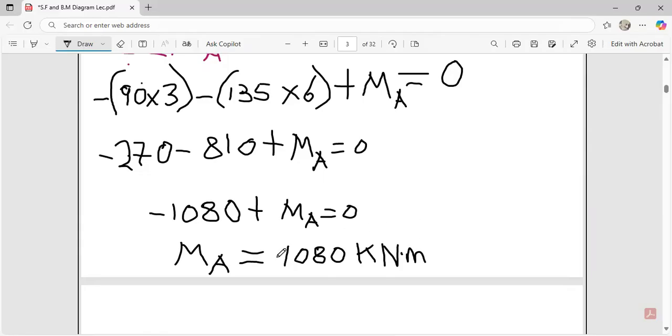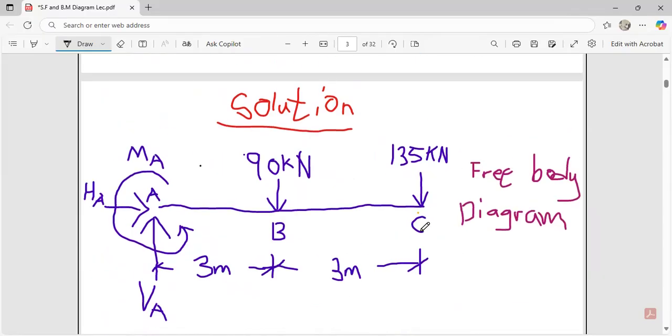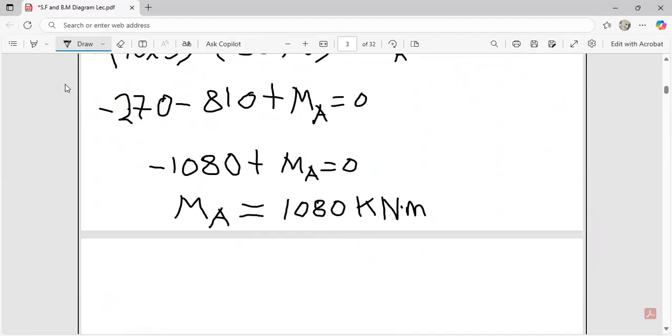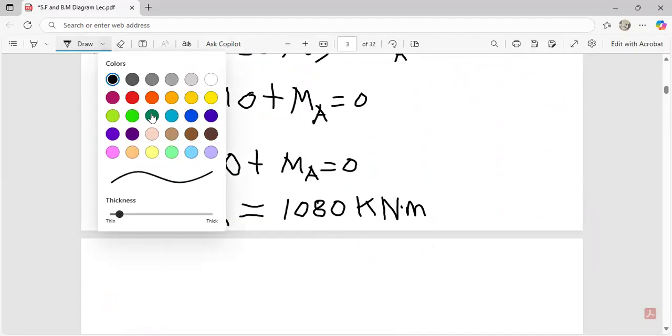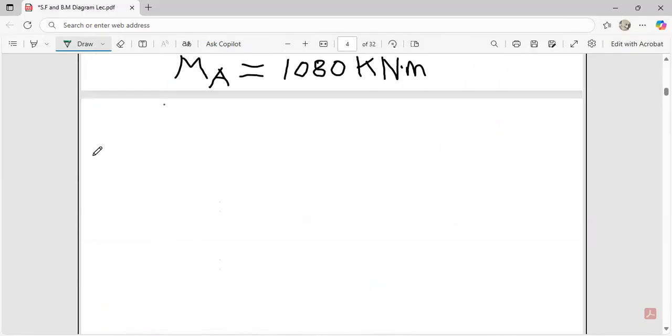Okay. So let's say we know our MA. Okay. So how do we do? You have to come and take moment at C to also get VA. Okay. Good. So without talking much, let's come and take our moment at C. So we are going to write over here, taking moment at C.